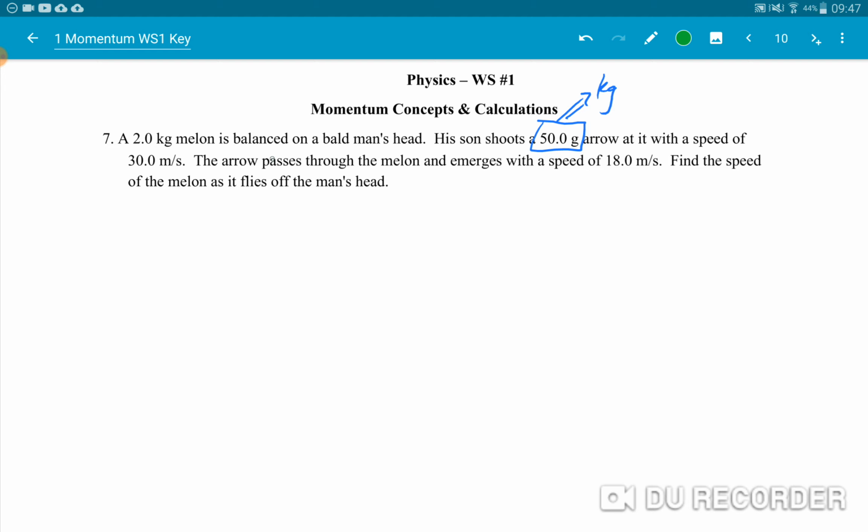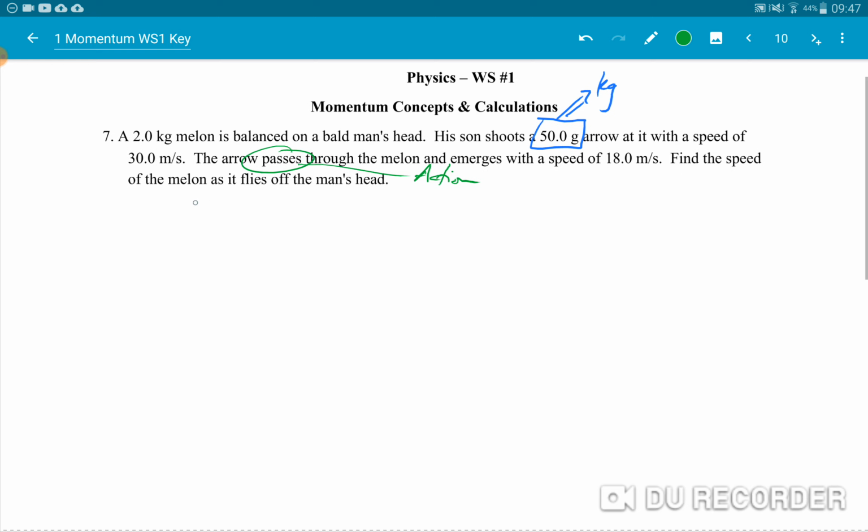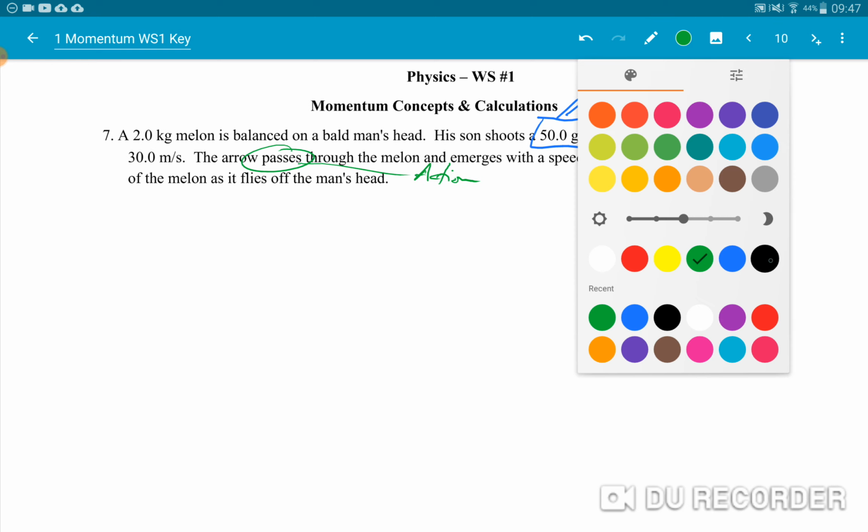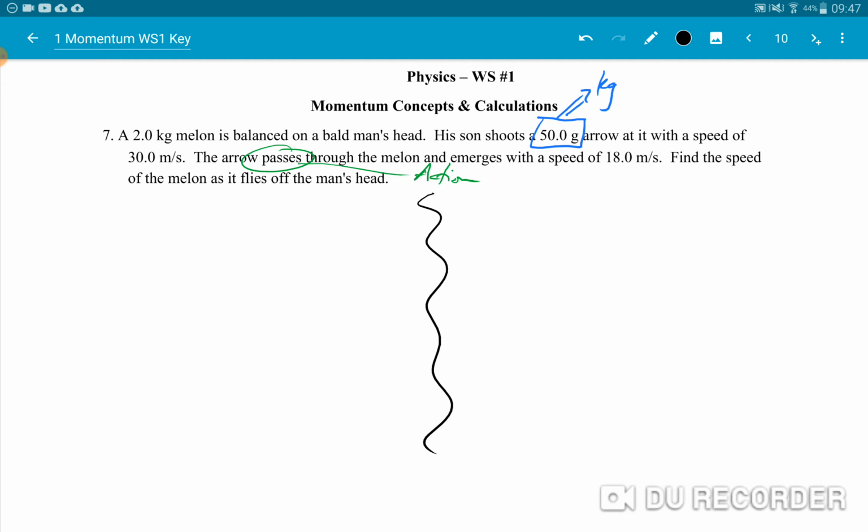And so I'm going to use the arrow passes through as my action that I'm going to be doing the before and after for, since I'm trying to figure out something about that melon. So in more and more complex ones, finding that action becomes a little bit less trivial because we have to really look at some contextual clues.